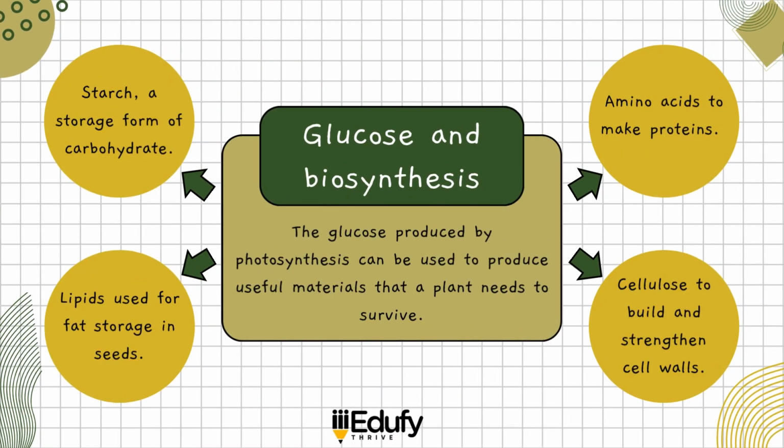The glucose produced by photosynthesis can be used to produce useful materials that a plant needs to survive. Starch, a storage form of carbohydrate. Amino acids to make proteins. Cellulose to build and strengthen cell walls. Lipids used for fat storage in seeds.